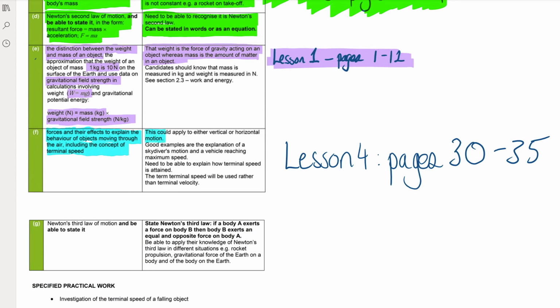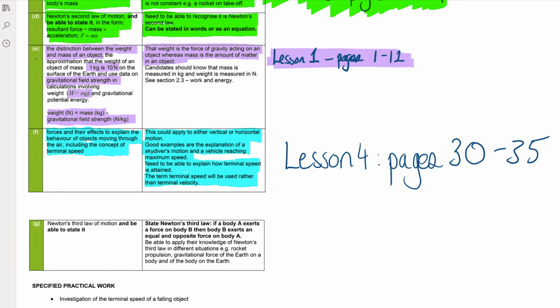So this could apply to vertical or horizontal motion, and we're going to look at some examples with explanations today of a skydiver reaching the maximum speed. We need to be able to explain how terminal speed is attained, and the term terminal speed will be used rather than terminal velocity.